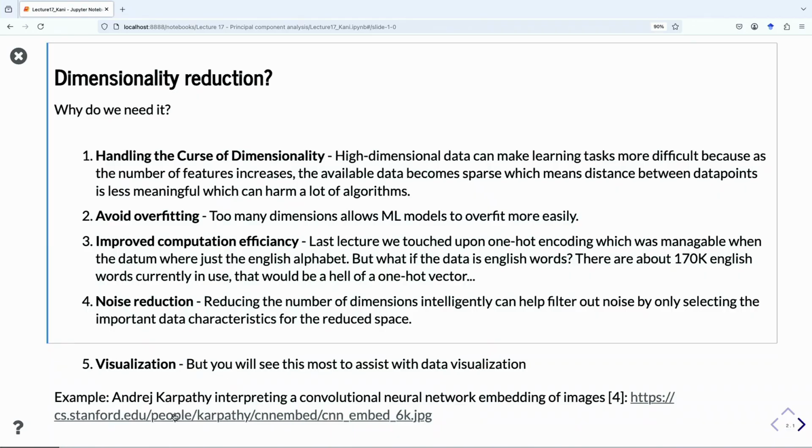So there's actually a kind of famous example here where Andrej Karpathy trained a convolutional neural network.